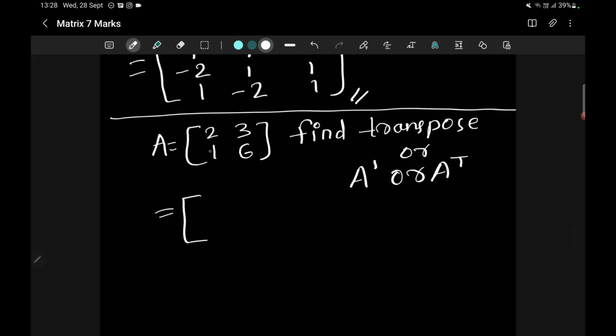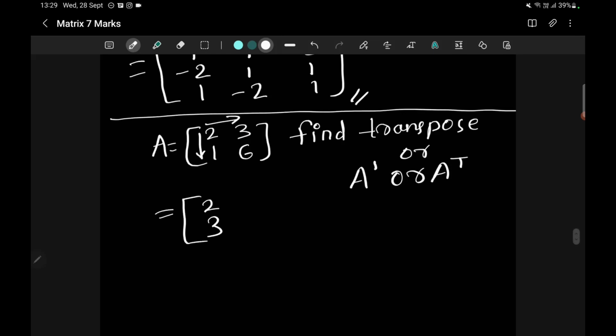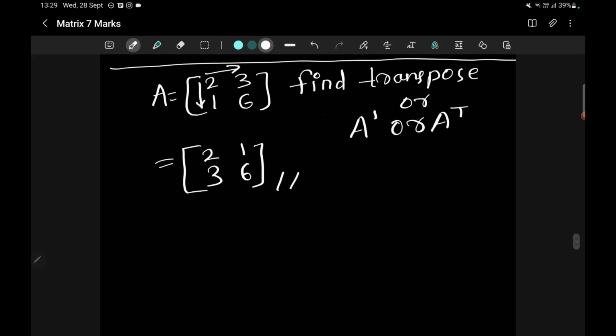All you need to do is just exchange the rows with columns. In this example, this is our row. You have to convert it to column. We'll write 2, 3 and we have to convert this row into the column. That will be 1 and 6. This is our transpose.